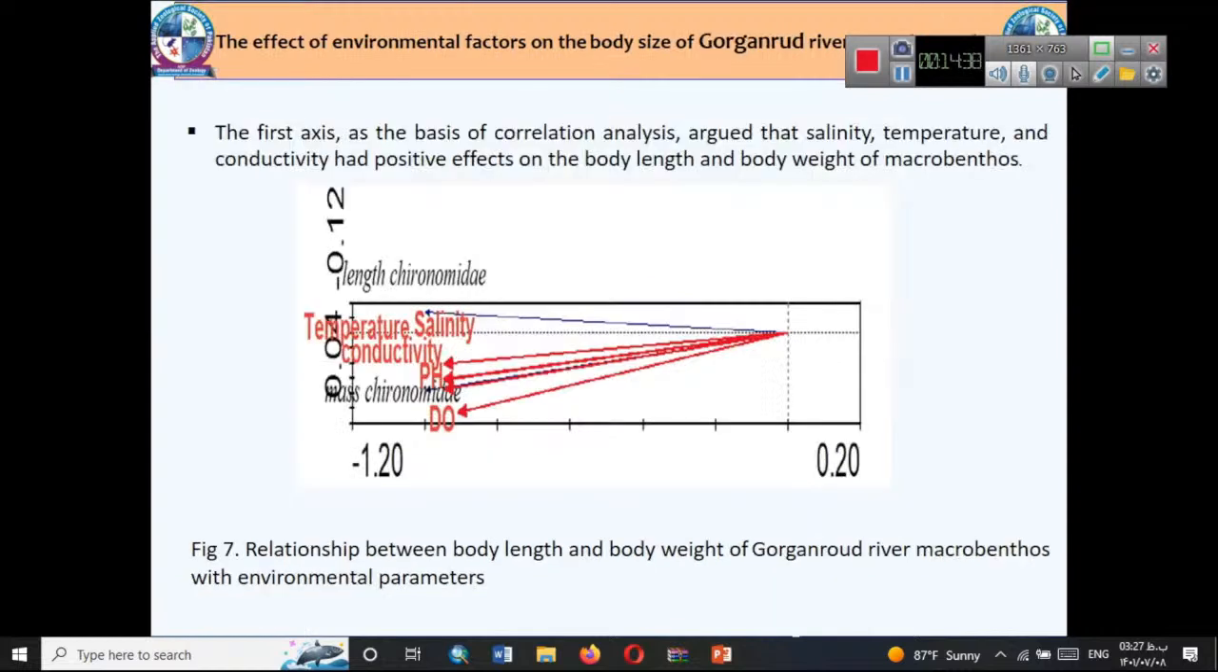We have the effect of environmental factors on the body size of fish and river macroinvertebrates. The first axis as the basis of correlation analysis argued that salinity and the temperature and conductivity had a positive effect on the body length and the body weight of macroinvertebrates.